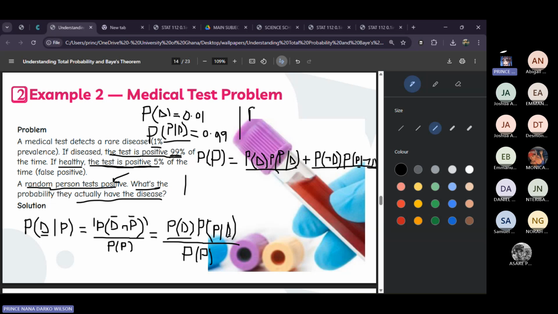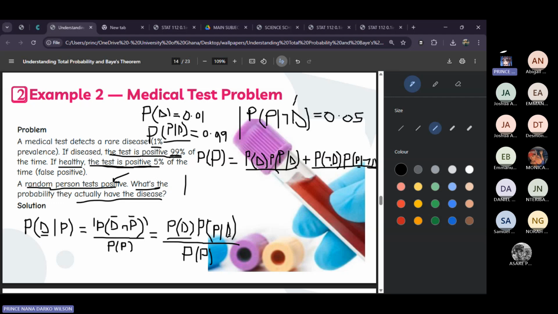The probability of testing positive, P, given that you don't have the disease, not D, like this. They mentioned healthy, we would have used H, right? But this is also fine. Given you don't have the disease, it has been mentioned to be 5%, which is 0.05. So what we actually need to find now is the probability of you not having the disease, right?